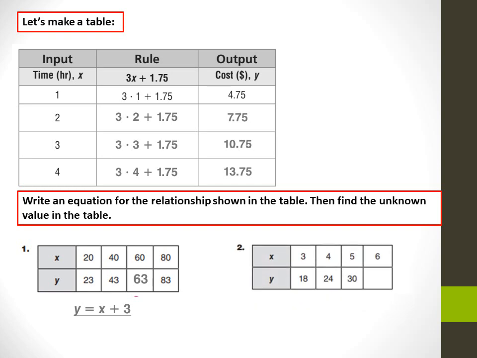If x is equal to 3, y is equal to 18. I notice that 3 times 6 is equal to 18. If x is equal to 4, y is equal to 24. I also notice that 4 times 6 is 24. If x is equal to 5, y is equal to 30. And 5 times 6 equals 30. So the equation here is y equals 6 times x. So if x is equal to 6, 6 times 6 is equal to 36. Y is equal to 36.